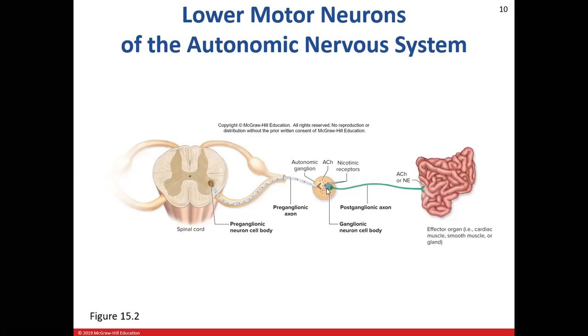Now we get to the postganglionic axon, and here we have our postganglionic neuron, and this is the cell body of this ganglionic neuron. We have our postganglionic axon, and again, depending on whether this is the parasympathetic system or the sympathetic system helps to determine what type of neurotransmitter is going to be released. Again, in most sympathetic fibers, we're going to be releasing norepinephrine. In most parasympathetic fibers, we're going to be releasing acetylcholine.